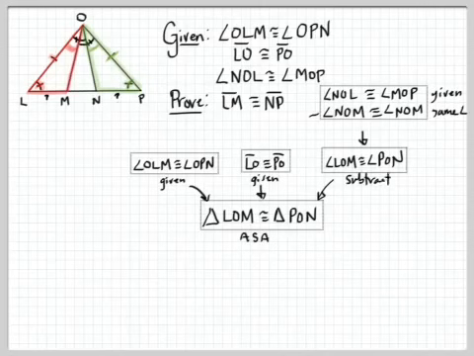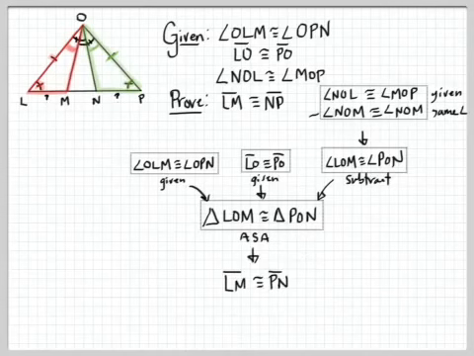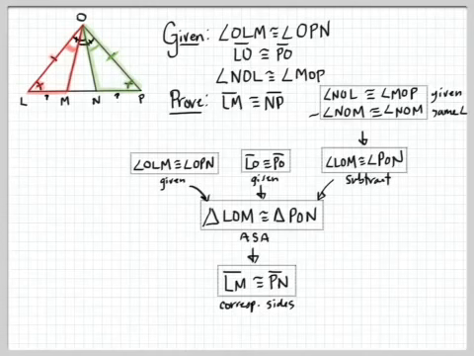So I give reasons for those facts above: given and same angle, I write subtract. And we're pretty much done. I wanted to show that LM and NP were the same, but those are clearly LM and PN, matching sides of those two triangles. So I say corresponding sides.